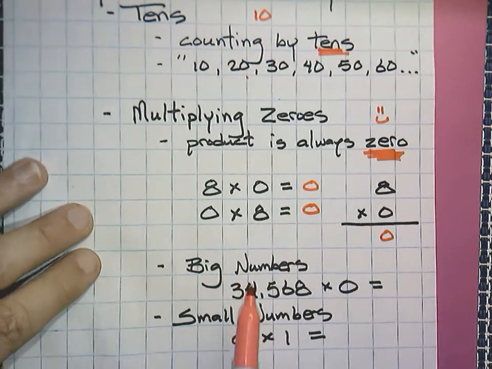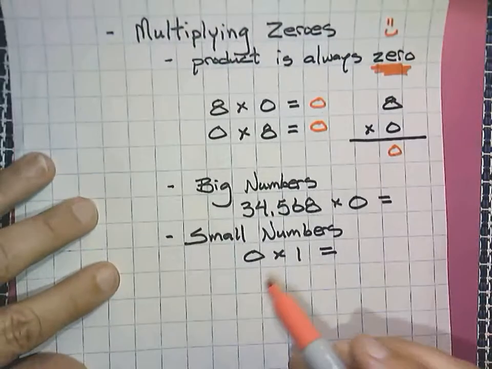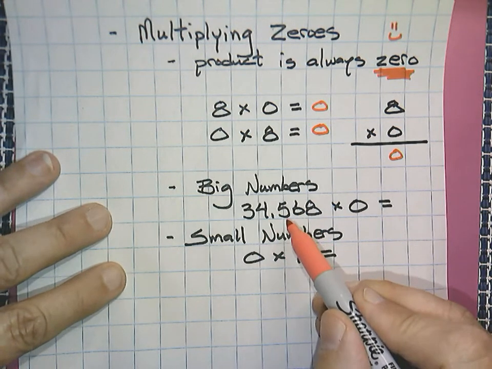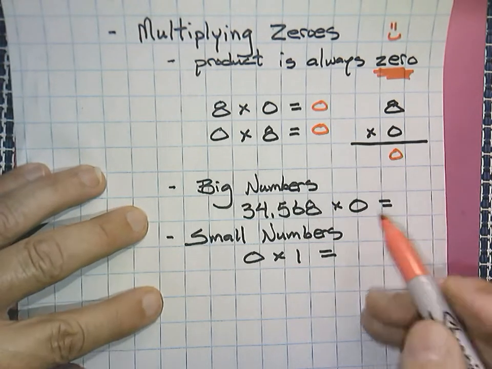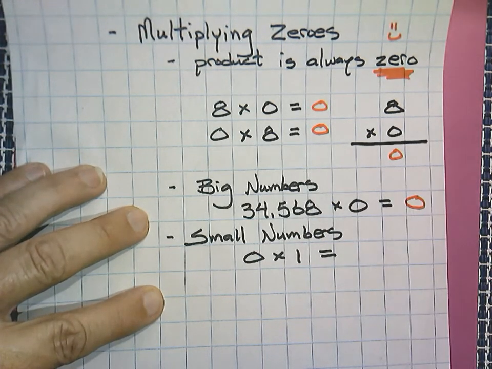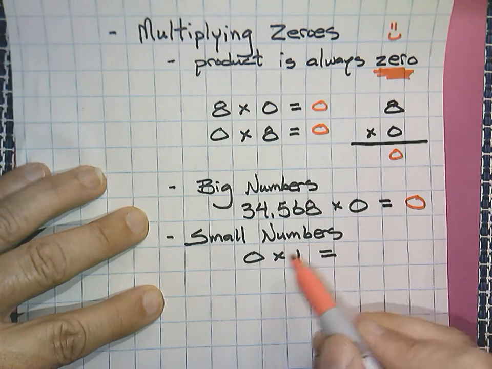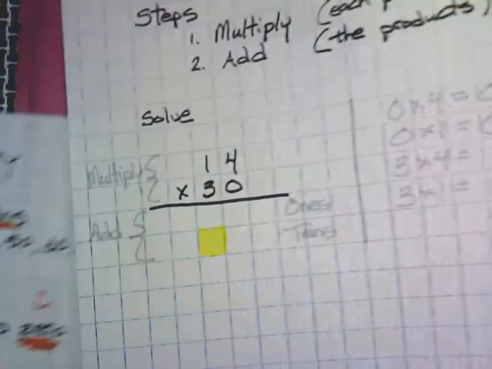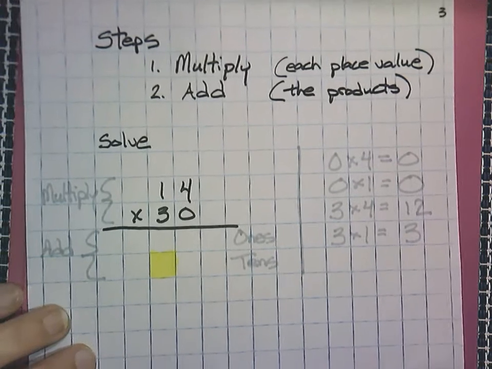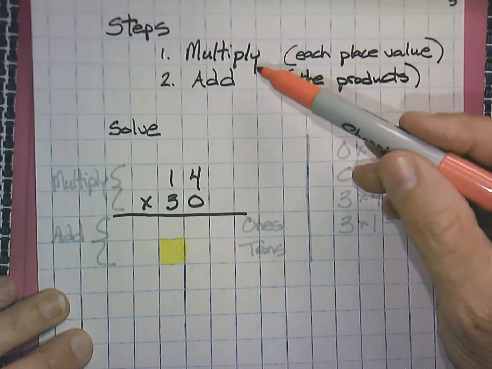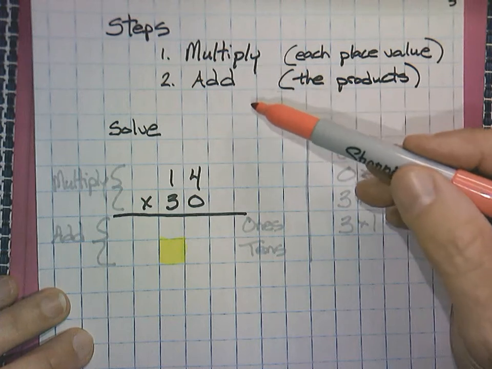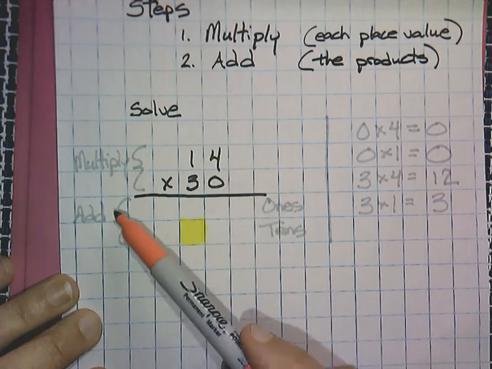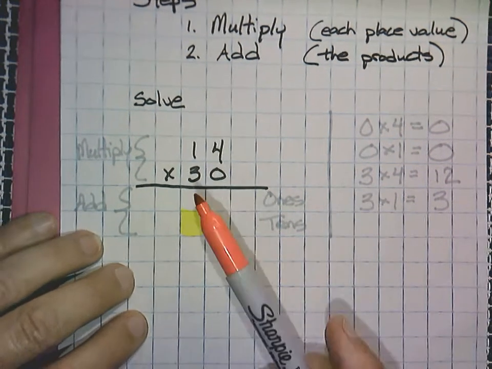Remember when you multiply by zero, if it's a big number, it doesn't matter. Even if it's 34,568 times 0, guess what? The answer is 0. Or a small number, doesn't matter how small: 0 times 1 is 0. Our steps for multiplying tens by two digits is that we multiply each place value and then we add. I showed that here, hopefully this is helpful: we multiply up here and then we add down here. Okay, well, let's get started.